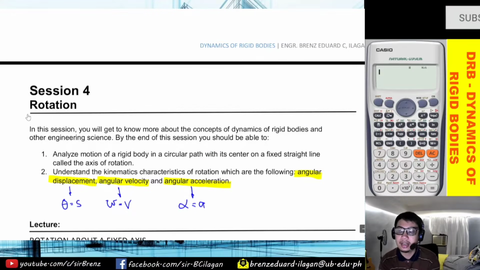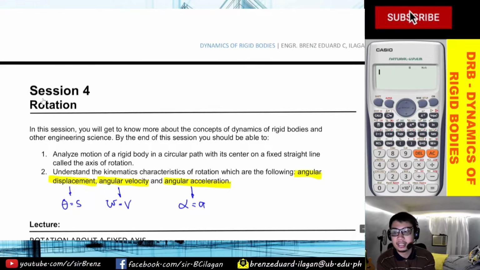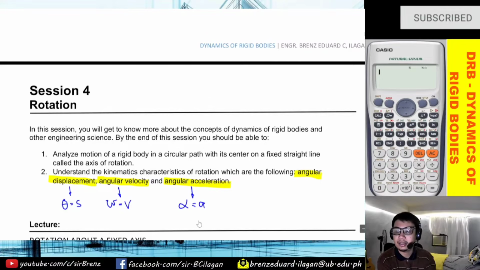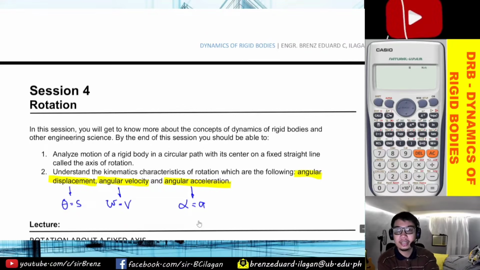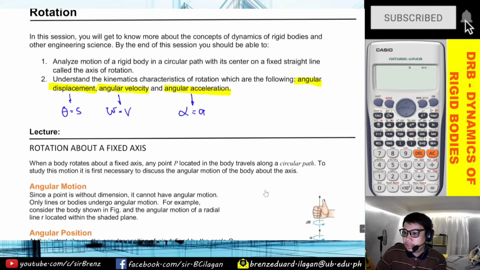Pero for this discussion, ang rotation pala mayroon dalawang klase. So meron kang tangential acceleration and normal acceleration. Actually, this is component lang nung acceleration natin mismo. Okay? So meron tayong tangential and normal acceleration. So later on naman, discuss natin what is the difference of those two. Okay, so let's proceed with the lecture part.